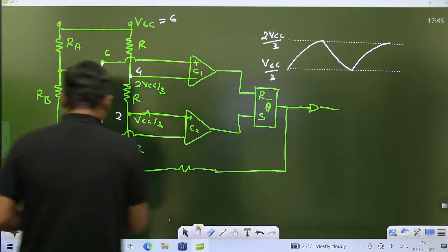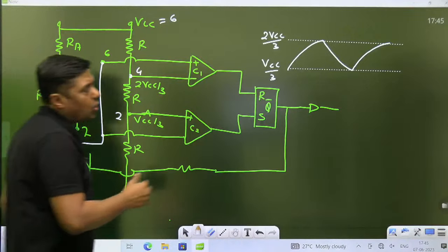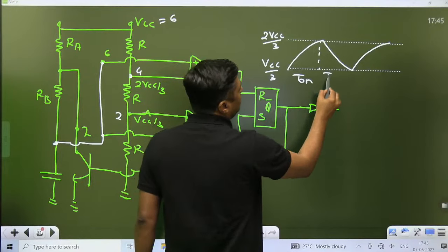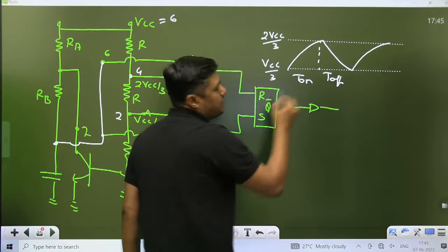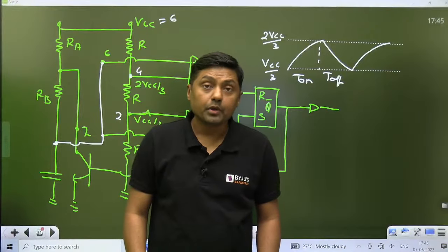If the capacitor voltage is connected to pins 2 and 6, that will decide your on period and off period. This is called the on period and that is called the off period, and the total is called the time period. The reciprocal of that is called frequency.